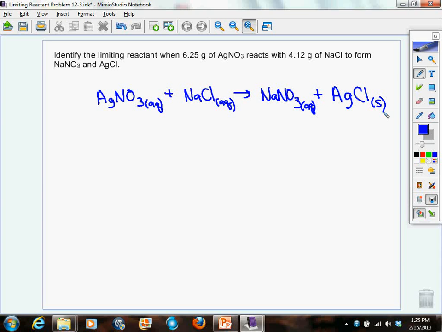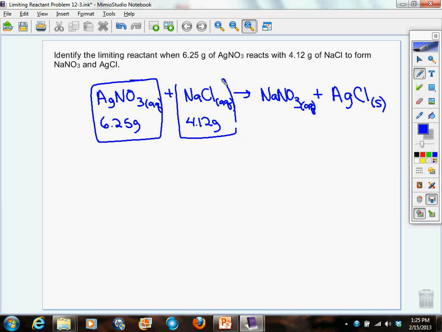So the next thing I need to do is go ahead and figure out the molar masses. Since they give me the masses, 6.25 grams of the silver nitrate solution, and they give me the mass of sodium chloride, 4.12 grams of sodium chloride, I'm going to need the molar masses of those.